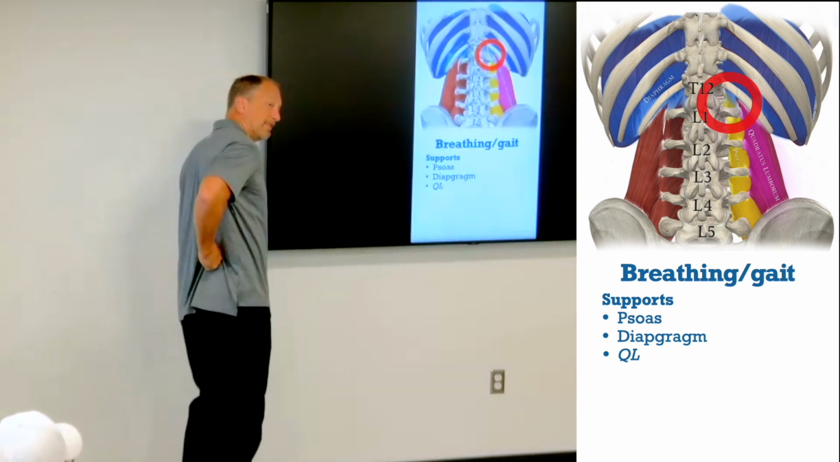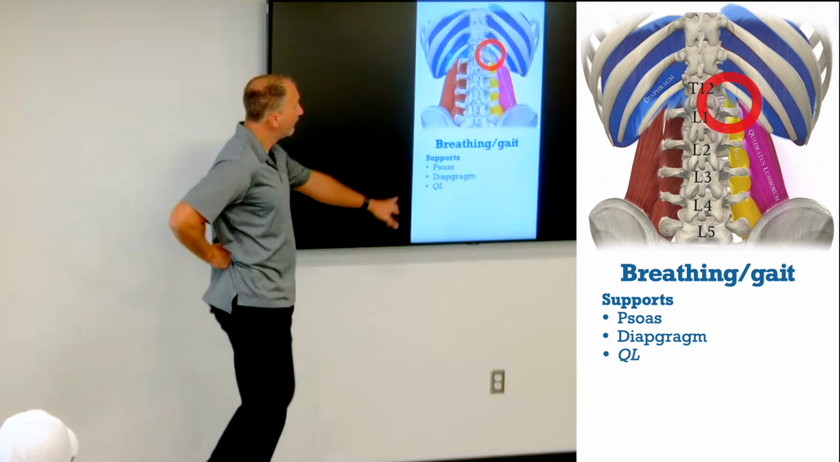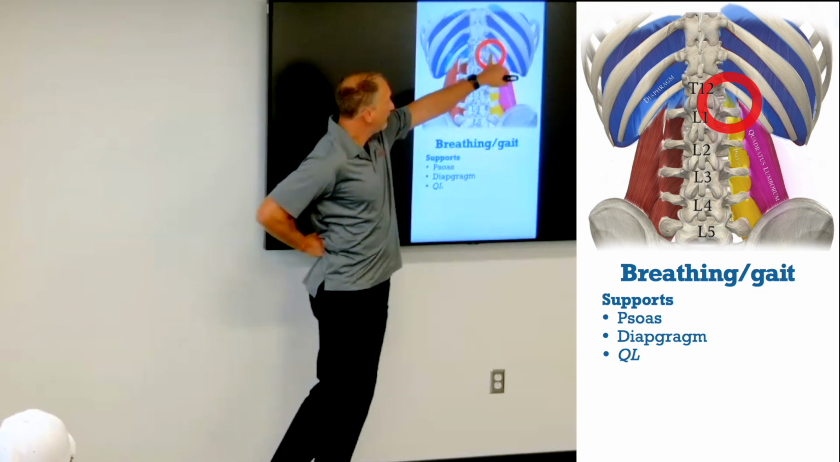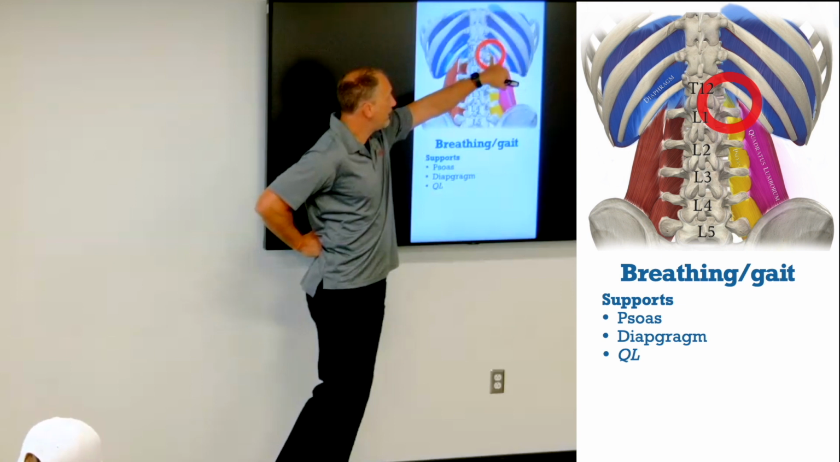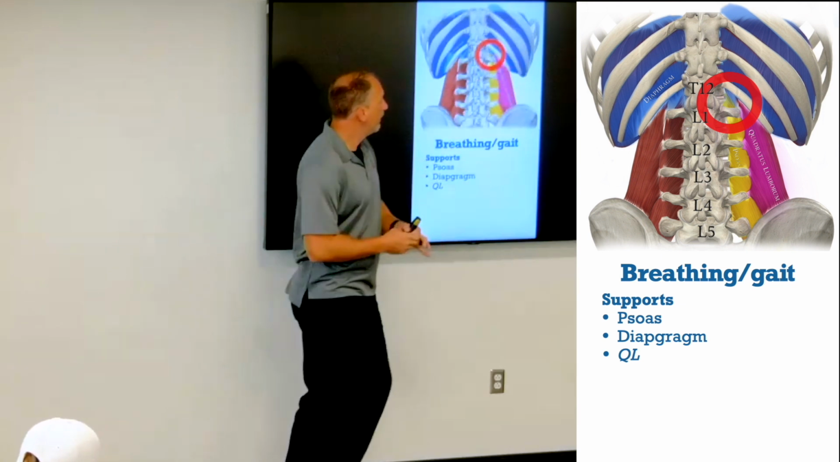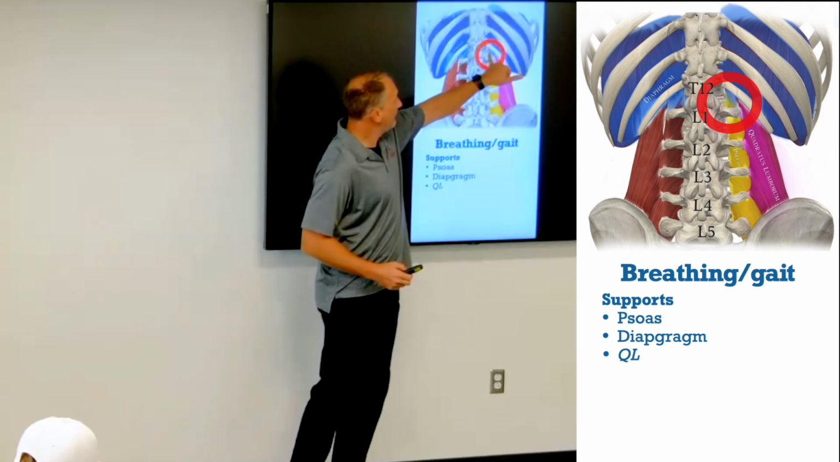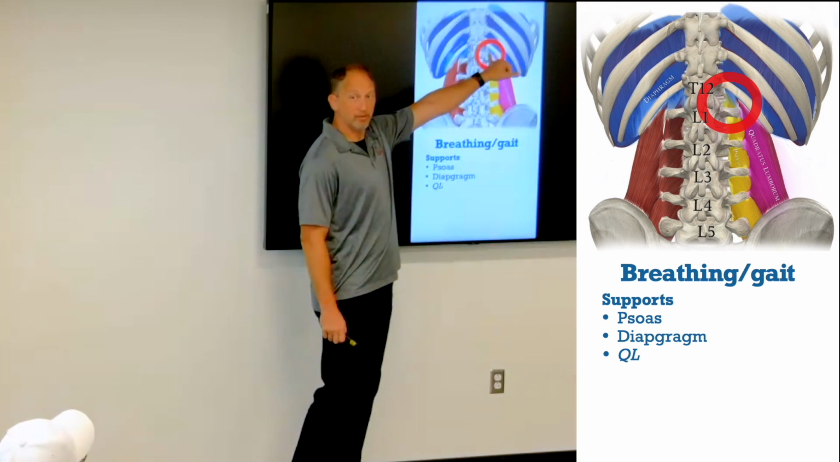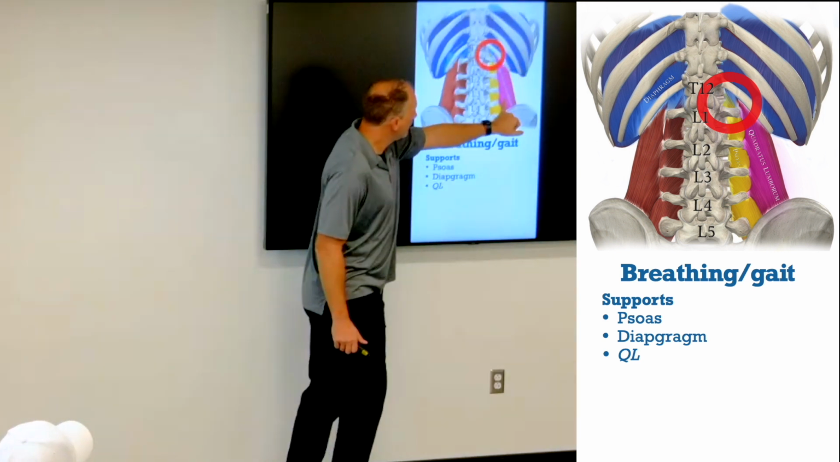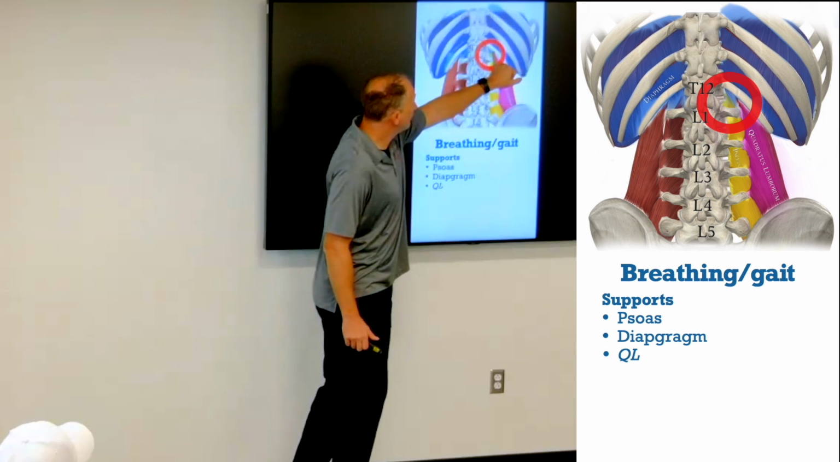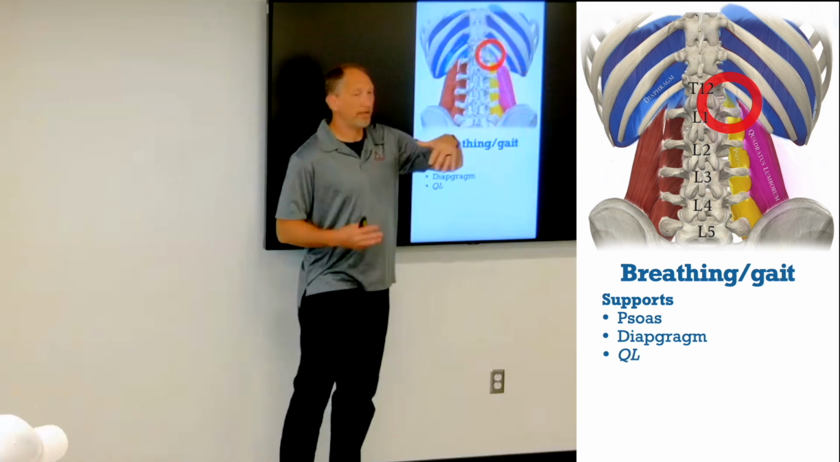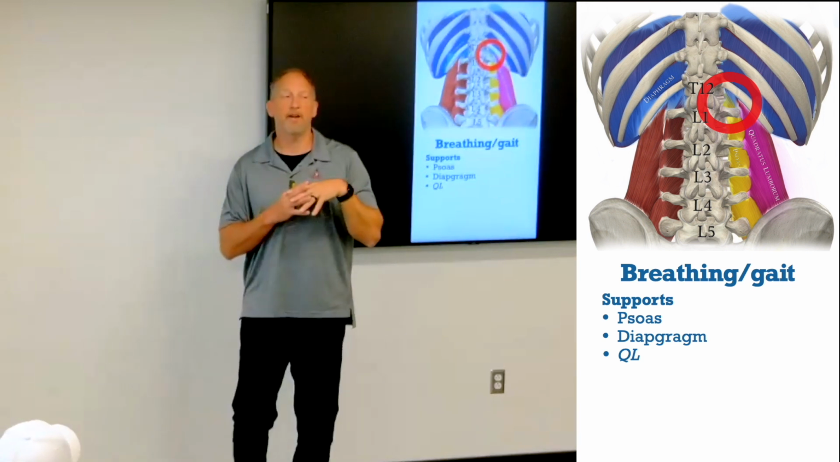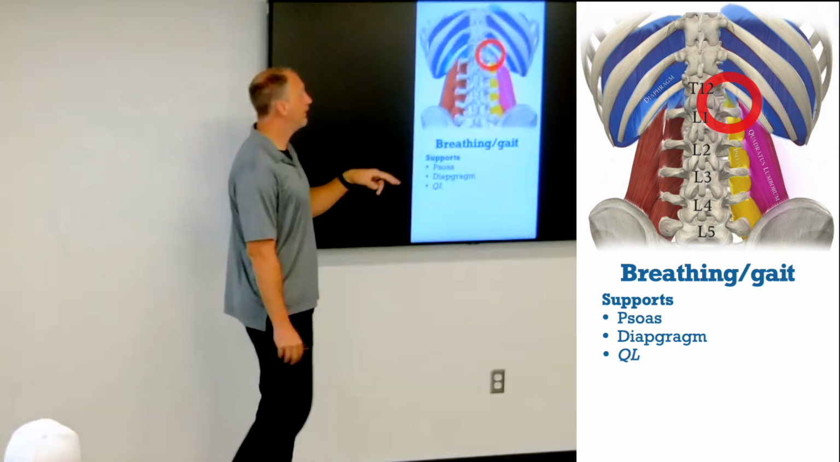Easiest place to access the psoas is right up here, L1, T12, lowest rib. And you can see right here in this little crook, you have the psoas tendon that inserts into the vertebral body. You have the QL, which inserts into the transverse process, and you have the diaphragm. Diaphragm and psoas are very intimately tied together in this area.